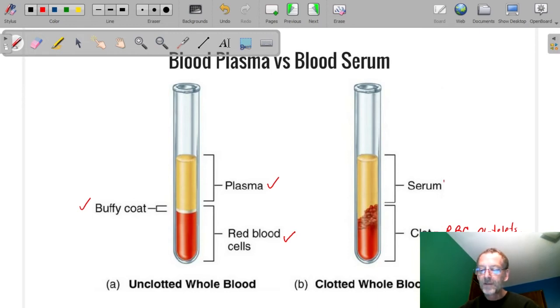So, what's the difference? What are you going to say about serum? How could you define serum? Well, you could say that it's basically the plasma minus the clotting proteins. There are other proteins that are still in the serum, such as the immunoglobulins or the antibodies.